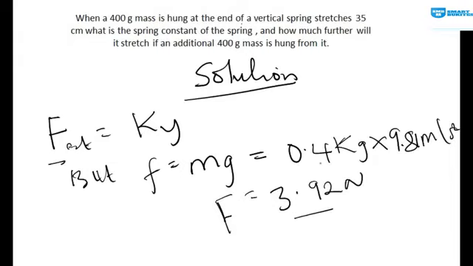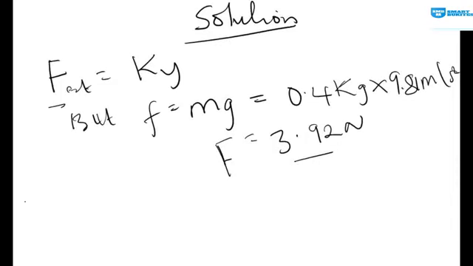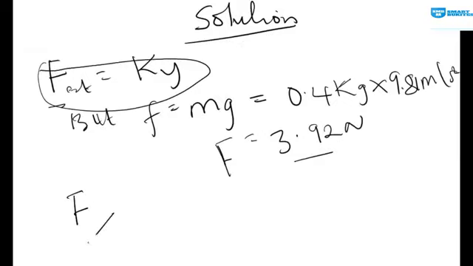If you remember, this 0.4 is because we divide the given mass, which is 400 gram, by 1000. It gave us 0.4 kilogram. Okay, now we have gotten our force, which is 3.92. Then we can now substitute the force in order to get our k, which is the constant. And for us to find the k from this formula, we can make the k the subject of the formula, which becomes F over y is equal to k.